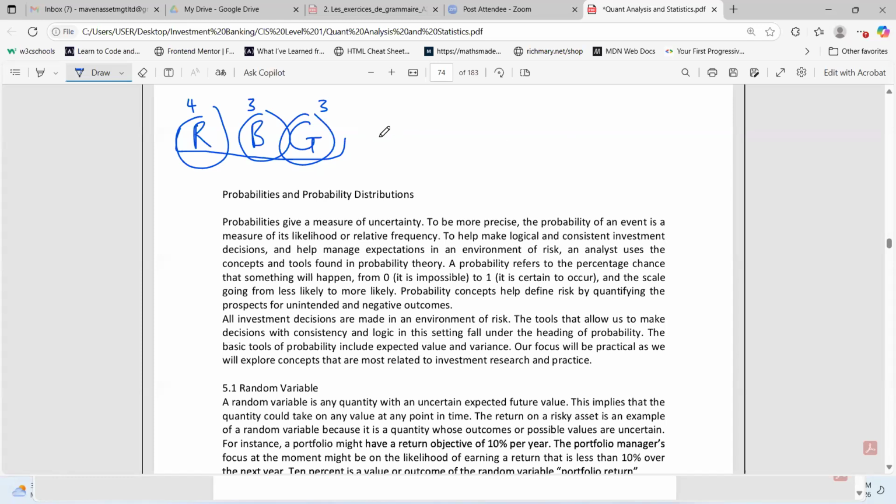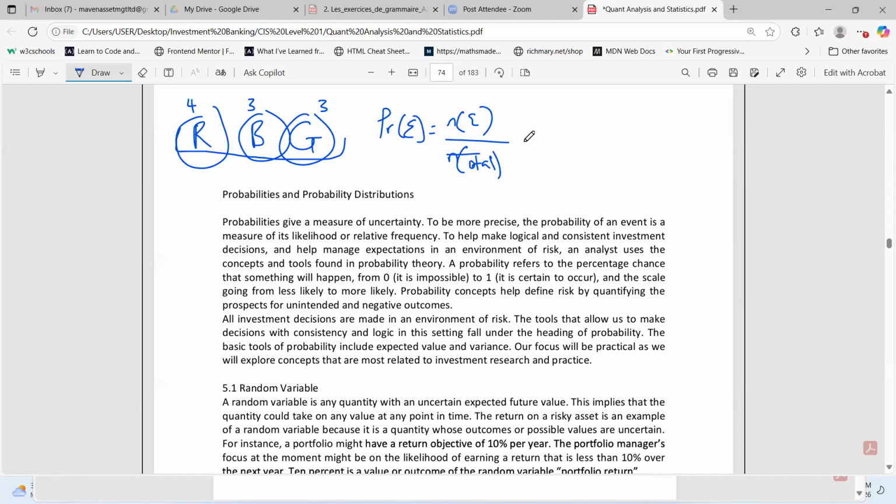Now, probability is defined. The probability of any event is defined by how many of those events are present in the whole, divided by the total number of things there. All right.